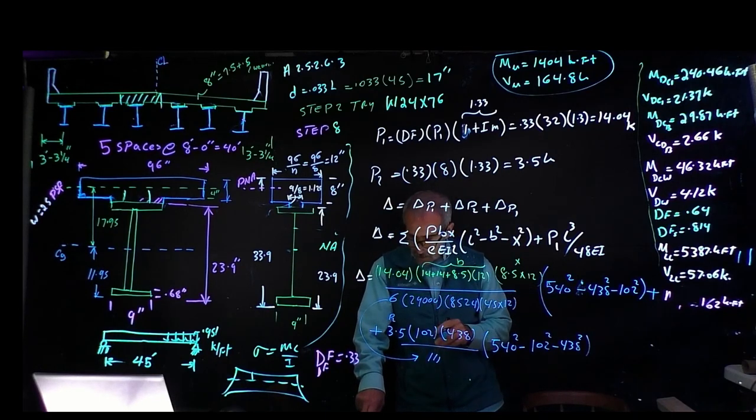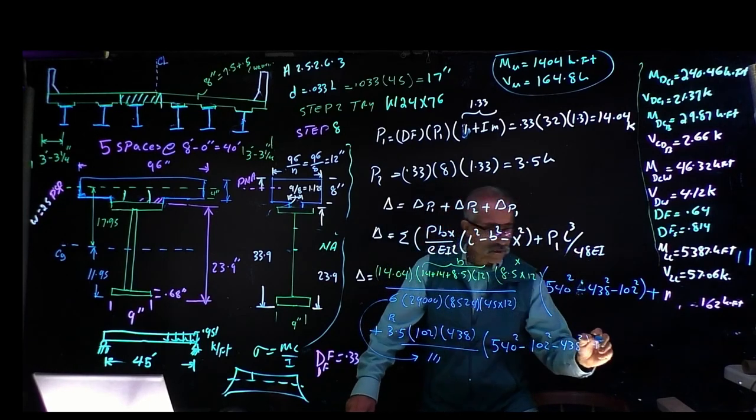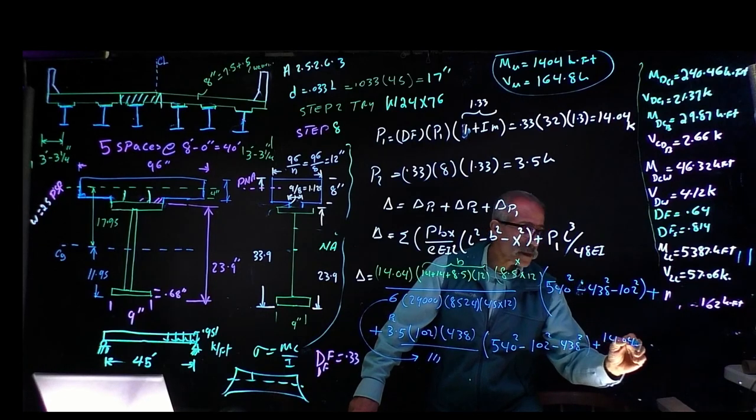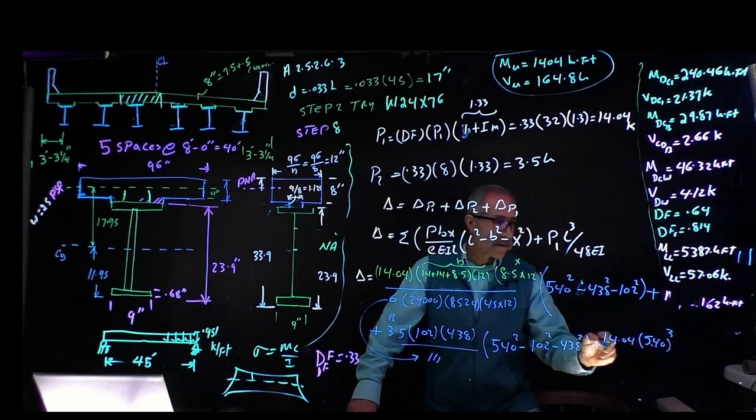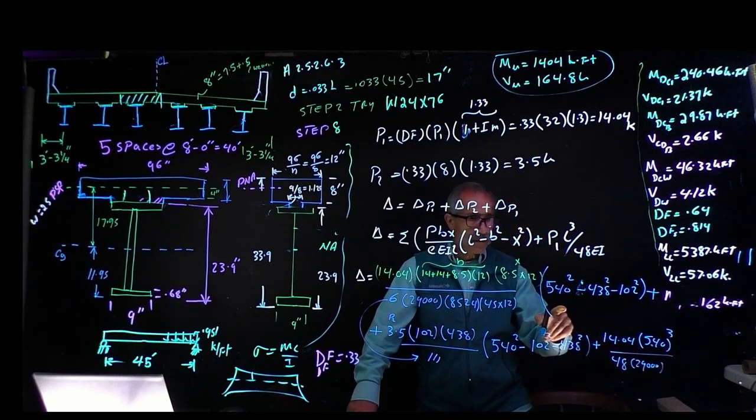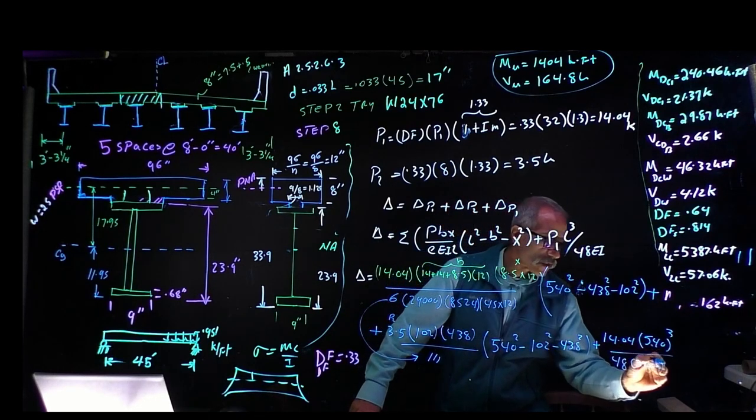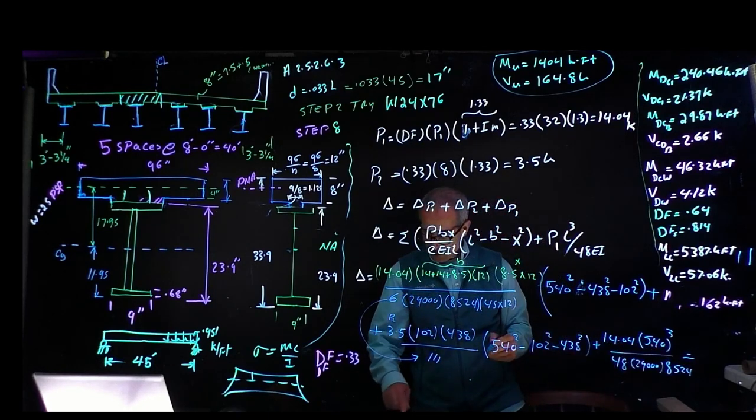That basically is P1 L cubed divided by 48EI. Okay, so plus, and P1 was 14.04 times L cubed, which is 540 to the power 3. And divide by 48 times 29,000 times I, which was 8524, and this whole thing comes out to 0.27 inches.